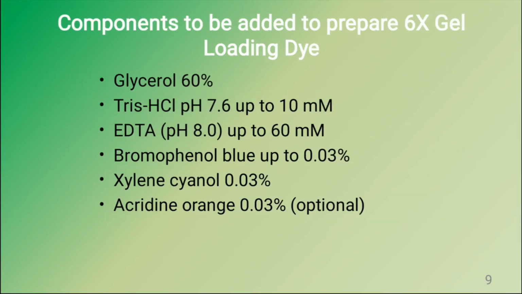Gel loading dye. This loading dye consists of 3 tracking dyes. In addition, a high density viscous medium such as glycerol keeps the DNA down inside the well, and it contains Tris-HCl to maintain the pH, and EDTA up to 60 millimolar to prevent nuclease activity. Generally it is prepared as 2x, 3x or 6x concentration. Here the amounts are given for preparation of 6x gel loading dye.